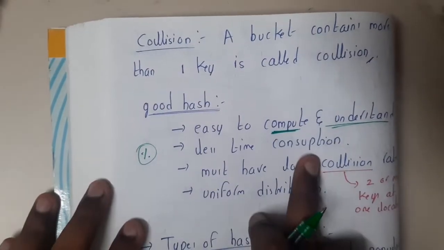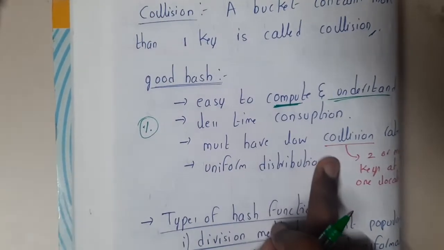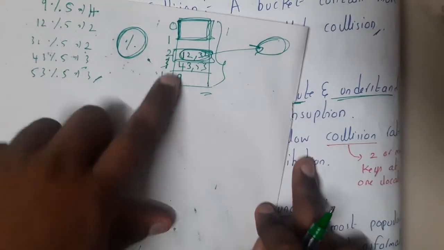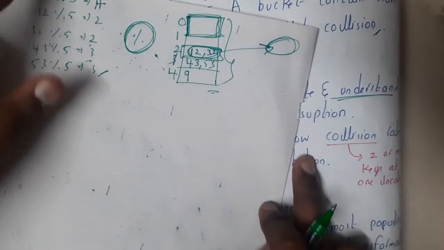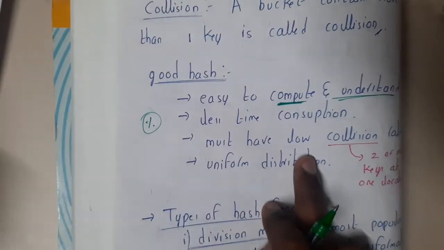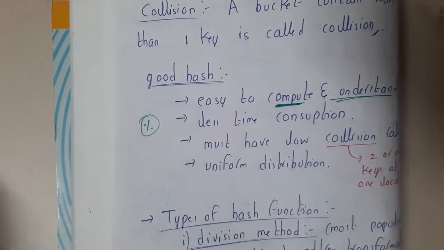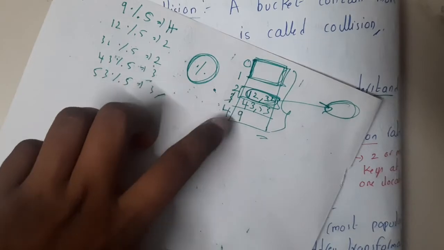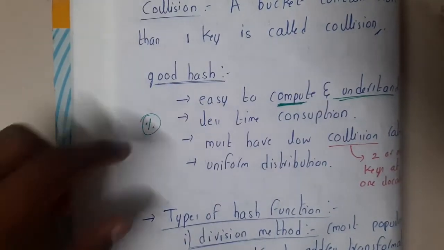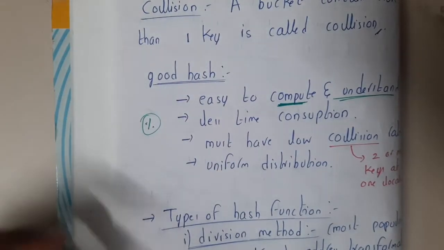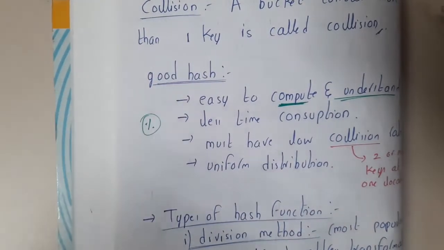So it takes less time, and it must have low collision. Here we have collisions, but fewer, so it's okay. But we are having two slots completely empty, so this is not a good hash function for these values. Similarly, uniform distribution: here we have two elements, one element, zero elements, so that's not uniform, right? So these are the criteria on which you can say that a particular hash function is good.